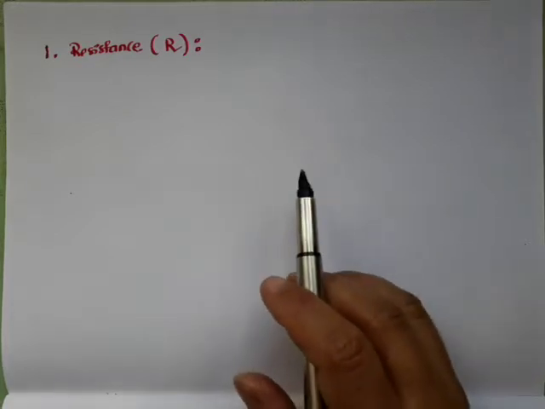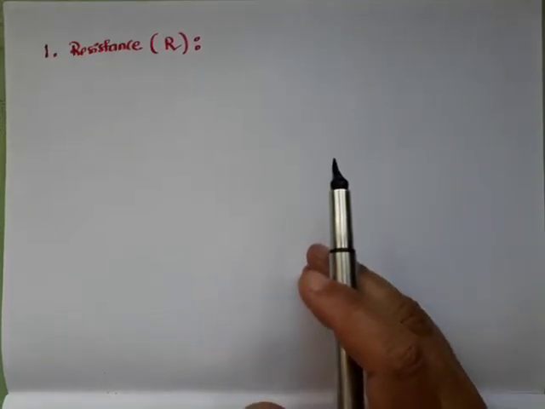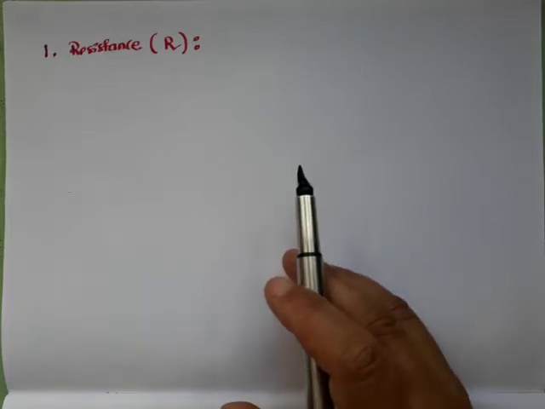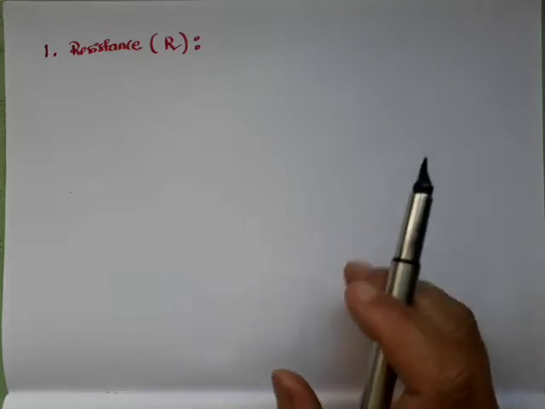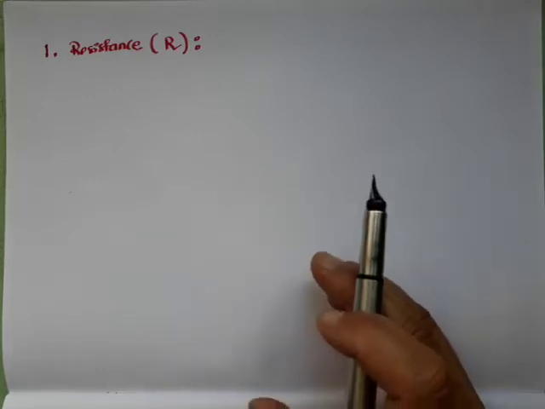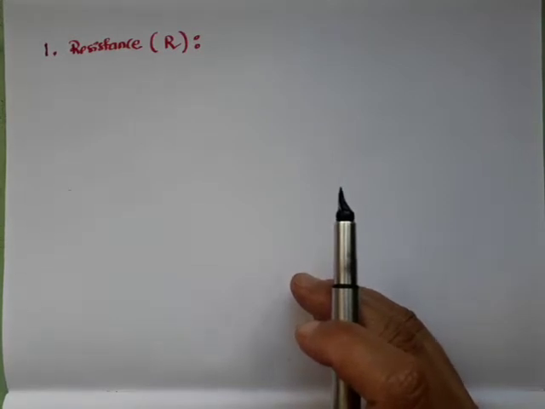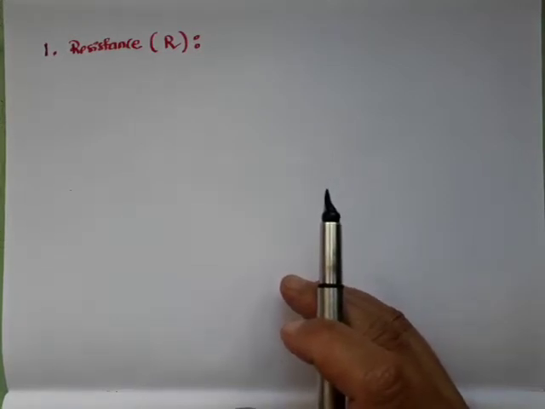Resistance is defined as a hindrance provided by a conductor in the passage of current. Every substance provides resistance to the flow of electricity, either to a small extent or to a large extent, and the substance which offers greater resistance will allow less electricity to pass through it, right?